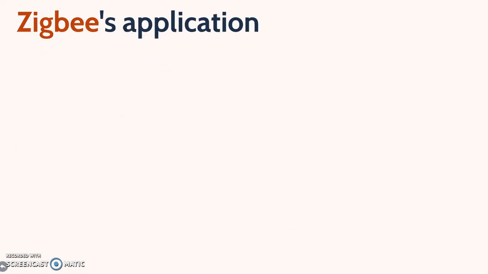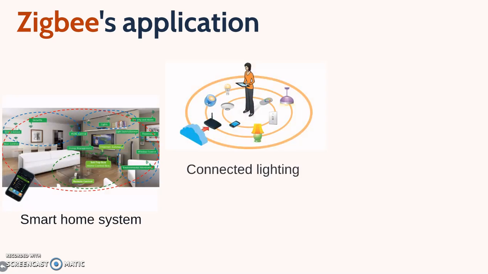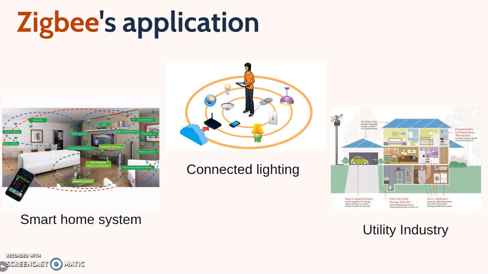As stated on the ZigBee Alliance website, ZigBee is widely used in many applications including smart home systems, connected lighting, the utility industry, as well as retail services. ZigBee operates in the industrial, scientific, and medical radio bands, making it usable in a variety of fields including embedded sensing, medical data collection, and smoke and intruder warning.